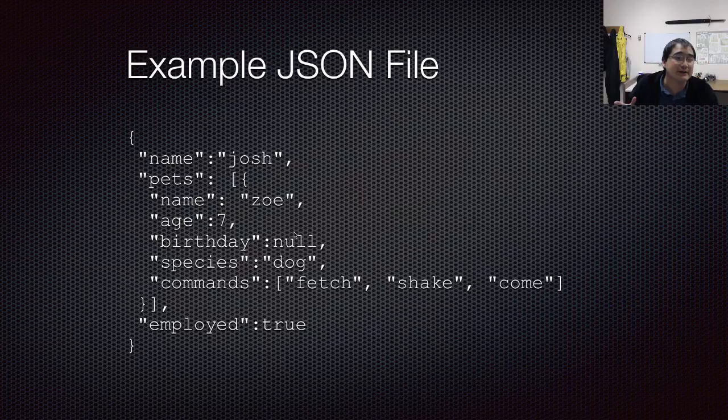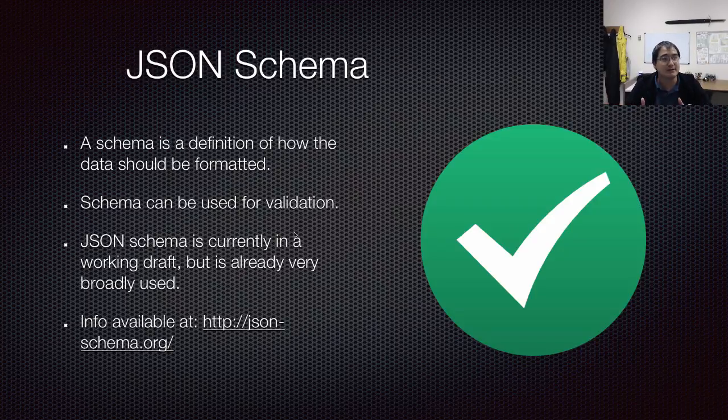Now, like CSV, you can use schemas with JSON. Once again, what is a schema? A schema is a definition of how data for a particular use should be formatted. Schemas are used for validation. And so there's a number of JSON schemas. However, the primary one is the one that I'm going to be showing you here, which is located at the link provided.